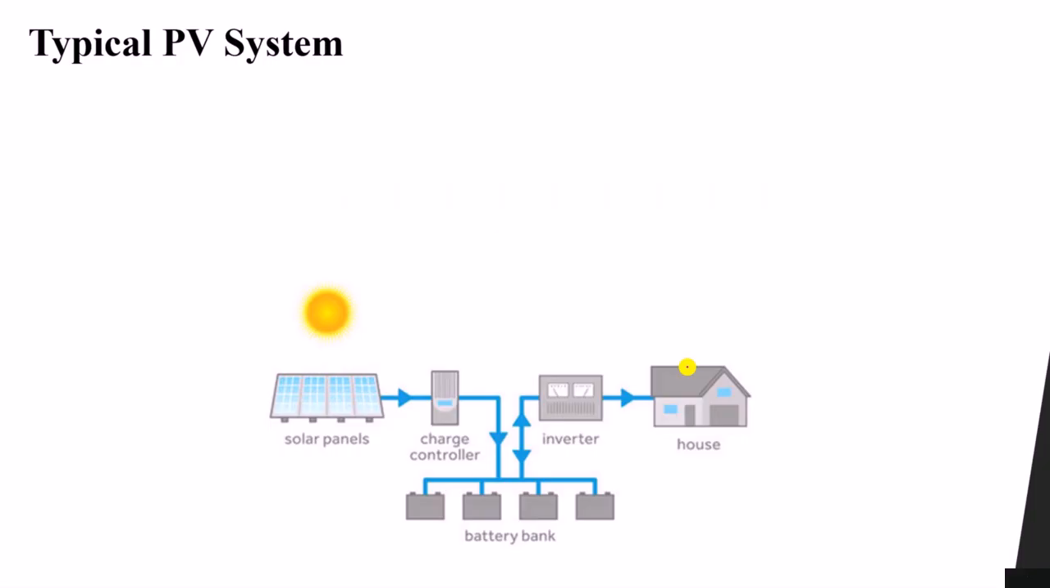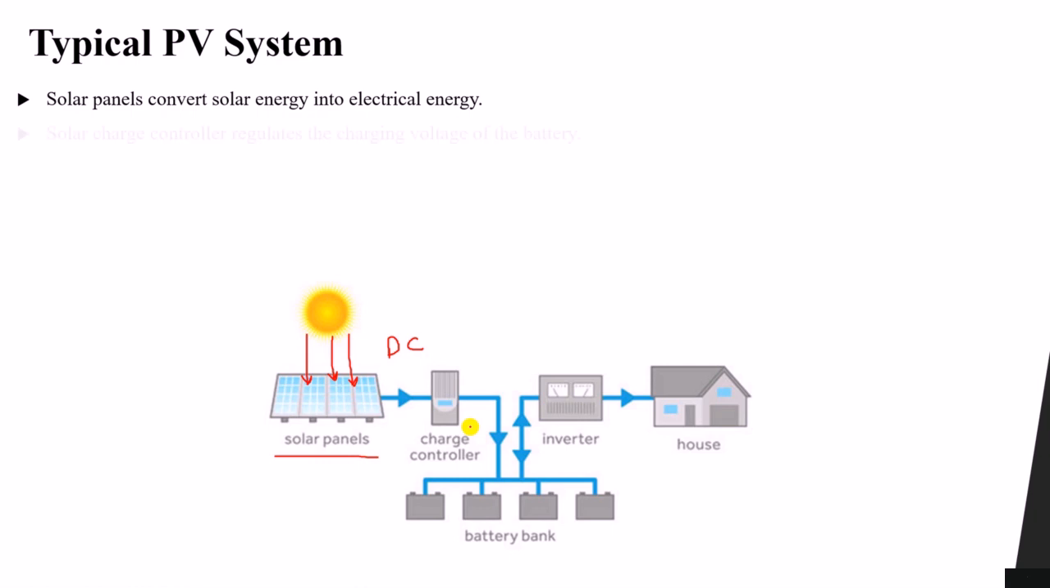So first, we have a typical PV system, as you can see in this figure. This represents a PV system which is used to provide electrical power to our house, for example. We have several components in this figure. First, we have the solar panels. Solar panels are used to convert the solar energy, or the energy from the sun, into electrical energy. So the solar panels produce DC power. That is the first component of our system.